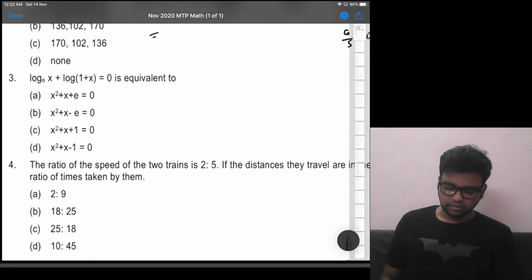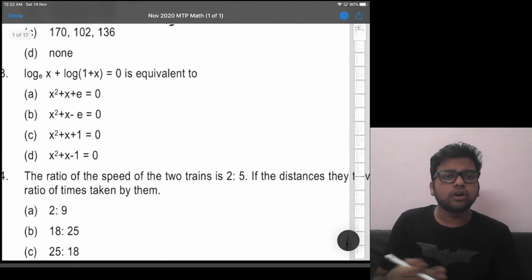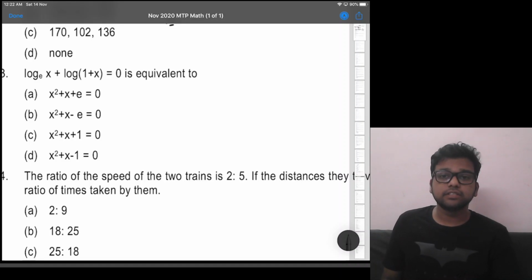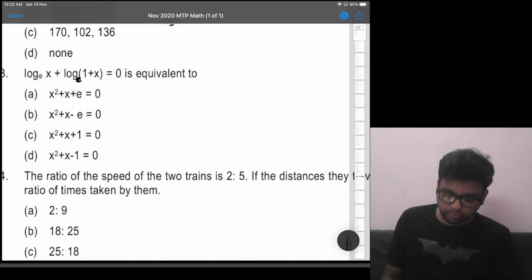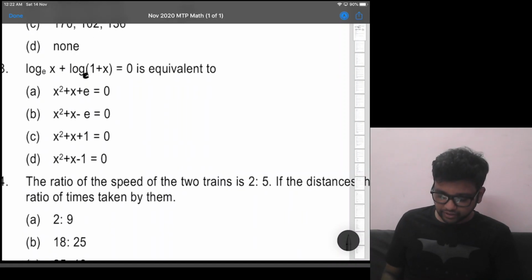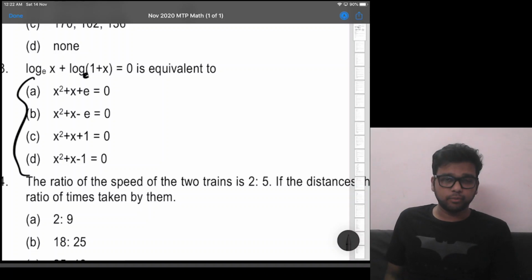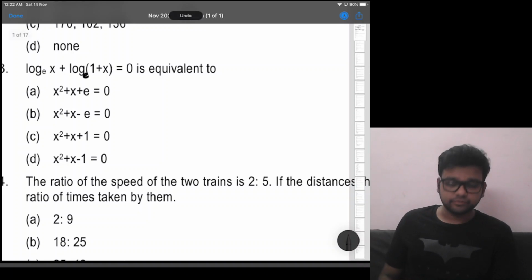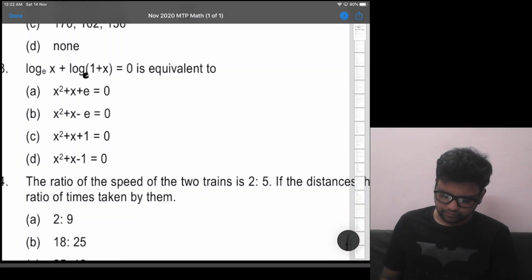Third, log x to base e plus log 1 plus x is equal to 0. Now here they have not given the base, but this has to be assumed as e. Why? Because if we assume it as 10, then the answer will not be in simple quadratic form. So maybe they have misprinted. There should have been an e there, but fine, they have not printed it. So let's take e and solve.